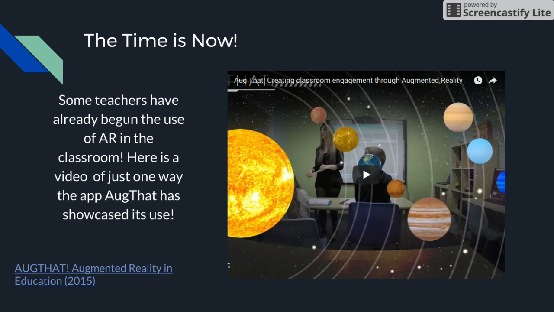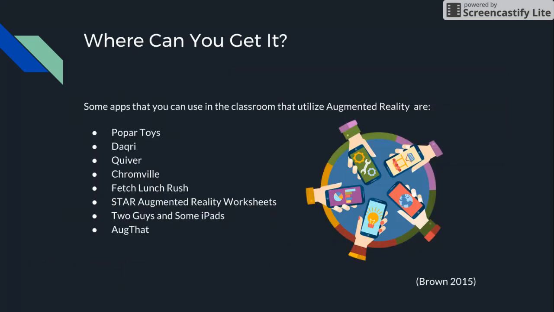Here we have a video that is showing just that, using the app Augmented. And if you click the citation below, it will take you to the app's website where you can learn more about it. So the video is just the teacher teaching about the solar system and a student actually using Augmented to simulate the solar system. Where can you get it? Well, here are a couple of apps that you can choose from. Are you ready to begin?